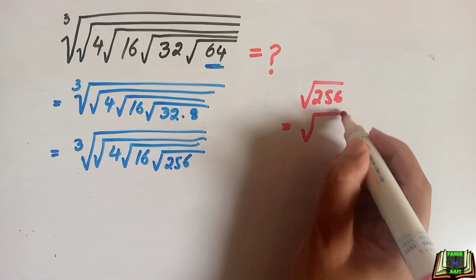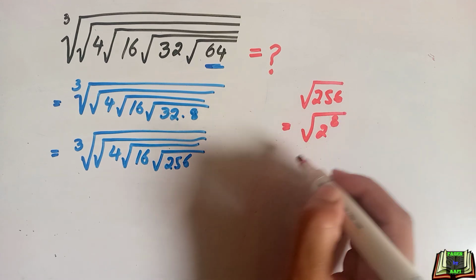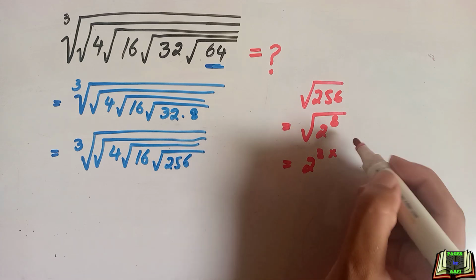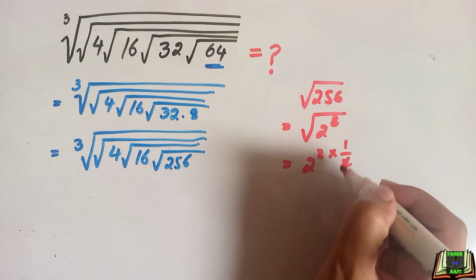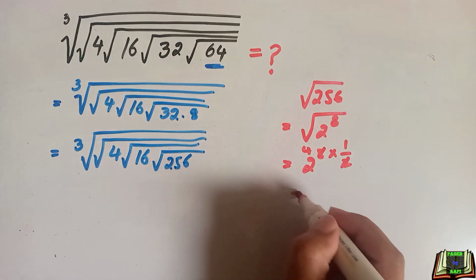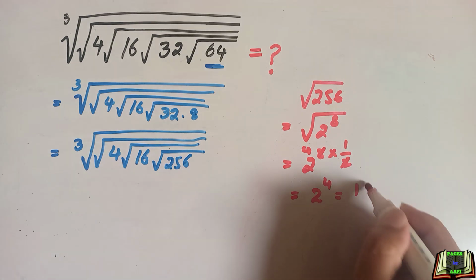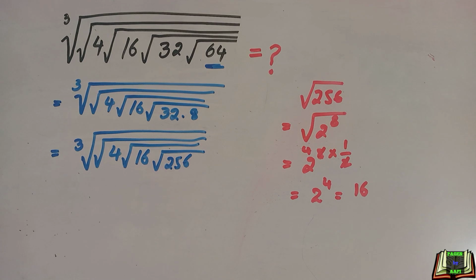We can write 256 as 2 to the power 8. 2 to the power 8, and the value of this square root is 1 over 2. 2 1 time is 2 and 2 4 times is 8. So this is equal to 2 to the power 4, and 2 to the power 4 is equal to 16.